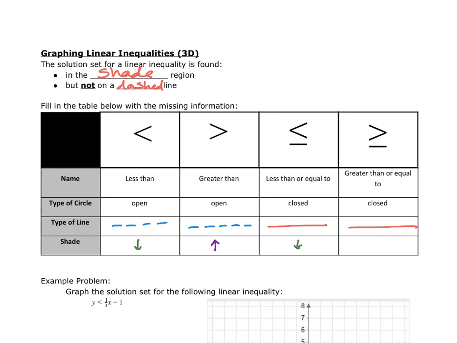Greater than is bigger. Bigger numbers are above on number lines. So we're going to be graphing or shading above. Those are the 4 things you have to have memorized. Dash or solid, above or below.